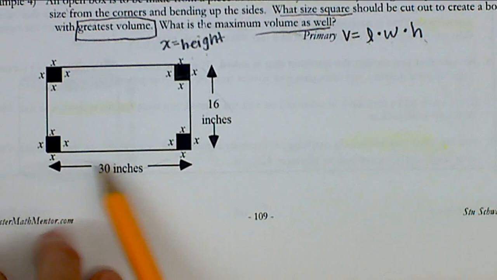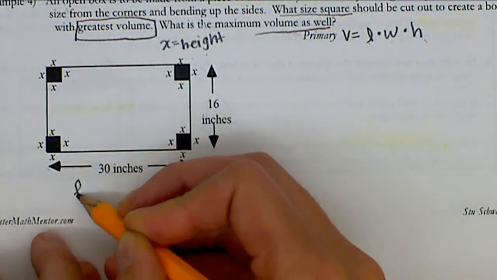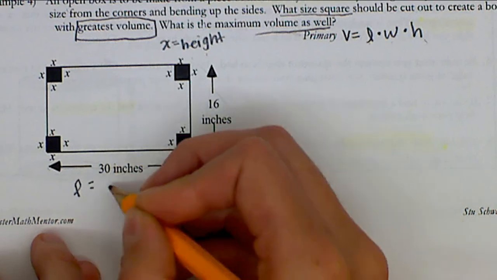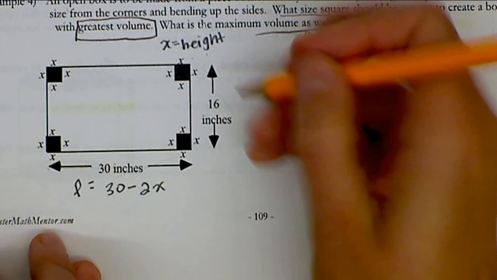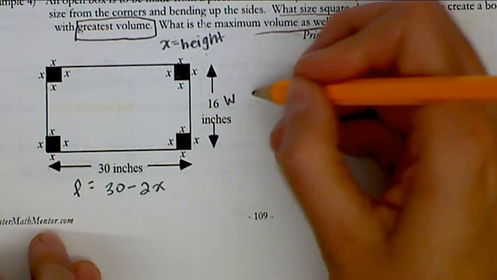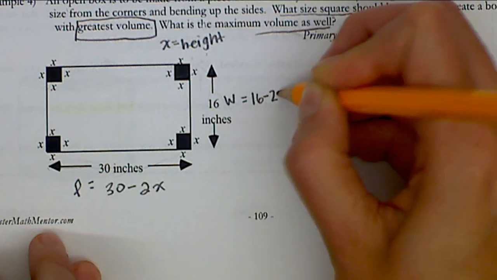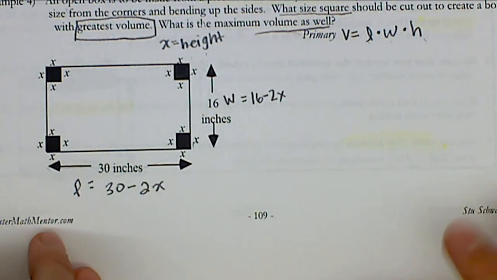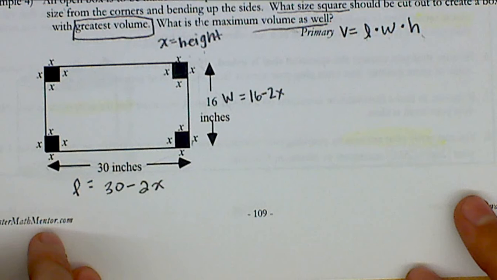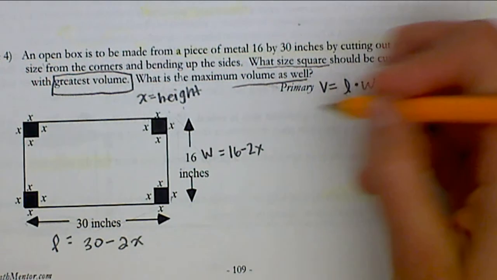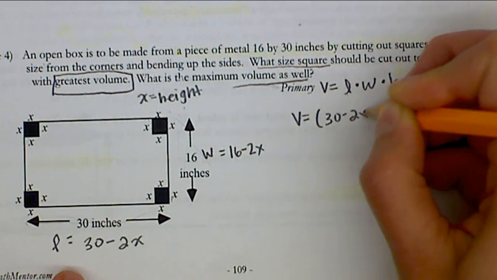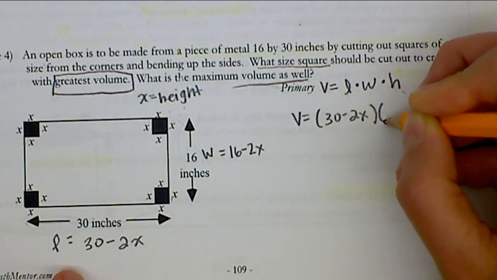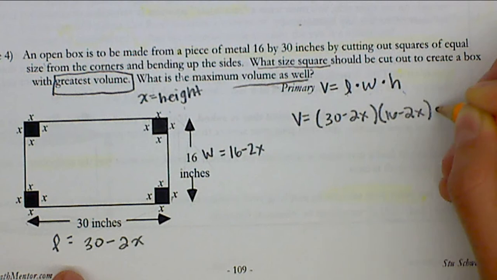If we know that this whole side is 30 inches, then if we say this is the length, we can say the length equals 30 minus 2x. And if we say this is the width, then the width equals 16 minus 2x, because we're cutting these two x's out of it. So I have two secondary equations. And when I plug everything in, I'll have the volume only in terms of x. There we go.